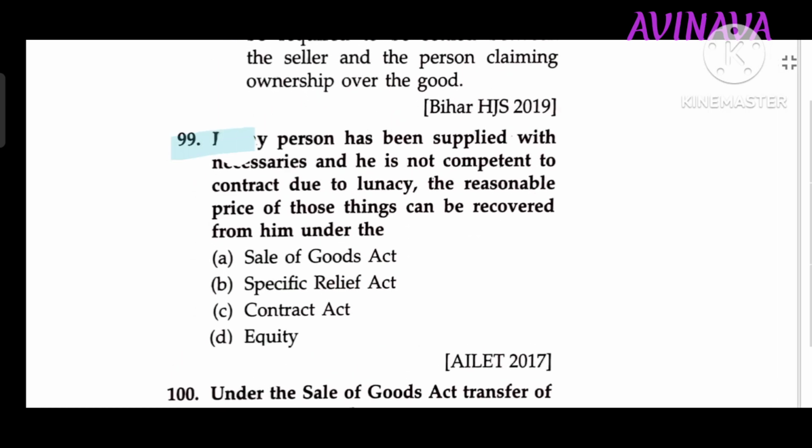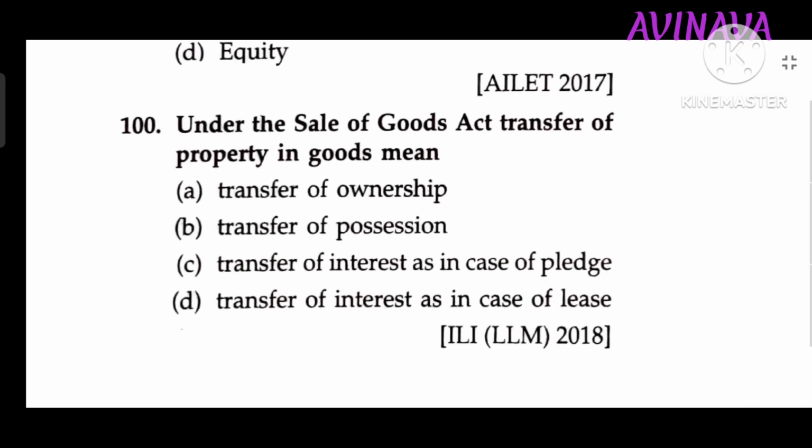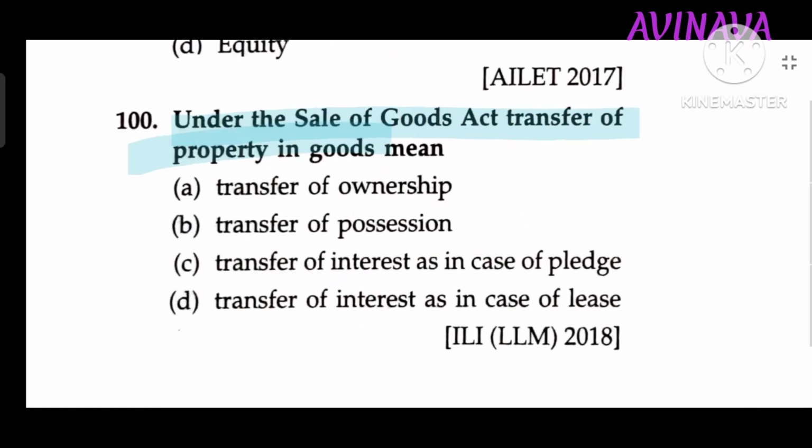If any person has been supplied with necessaries and is not competent to contract due to lunacy, the reasonable price of those things can be recovered from him under the Sale of Goods Act. Under the Sale of Goods Act, transfer of property in goods means transfer of ownership.